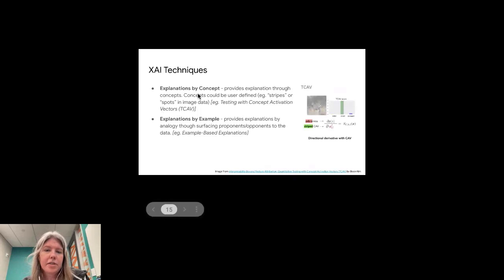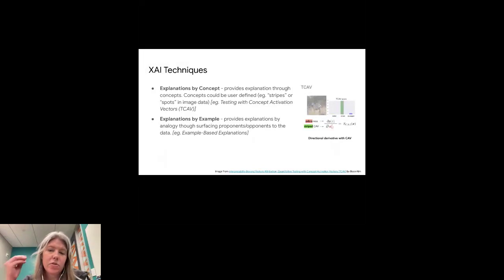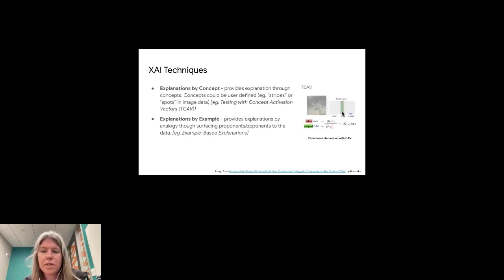There's a technique called explanations by concept. This image on the right is a specific technique called TCAV. The idea is, let's say I define a concept like striped, and then I use the service, and you can ask a question like, how much does stripedness contribute to the prediction of whether this image is a zebra or not? You can see that having stripes in the images actually contributes a lot to whether the model thinks it's a zebra or not.